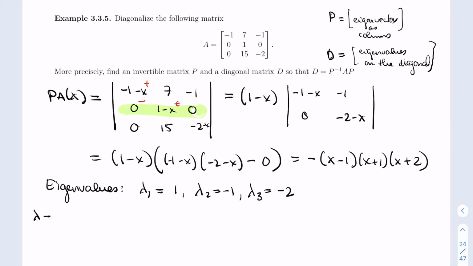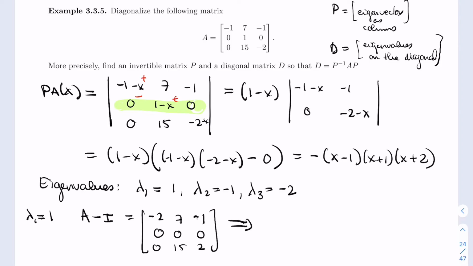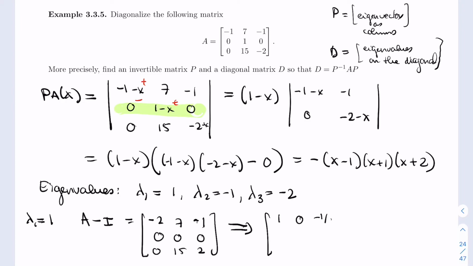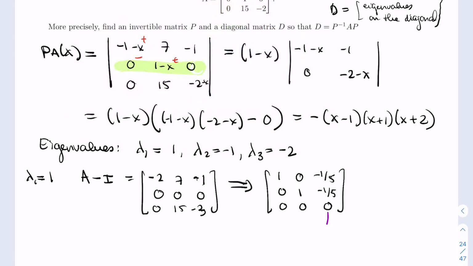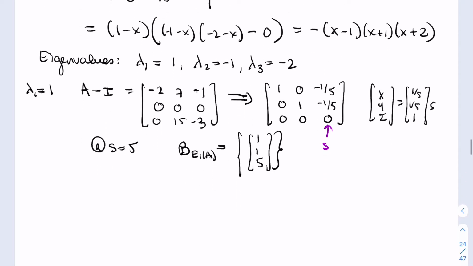All right, so we need to look for eigenvectors now. If I take A minus I, I'm going to get minus 2, 7, minus 1, 0, 0, 0, 0, 15, 2. So I know I'm going to have a free variable. I actually simplified it ahead of time. This is not one I'm doing in my head. Minus 1 over 5. Oh, sorry, this is minus 3. Then 0, 0, 0. And so I have one free variable. I have x, y, z, which is 1/5, 1/5, 1 times s. I'm going to take s equals 5 just to have nice numbers. I have a basis for E_1 of A. That basis will be (1, 1, 5). All right, one down, two to go.